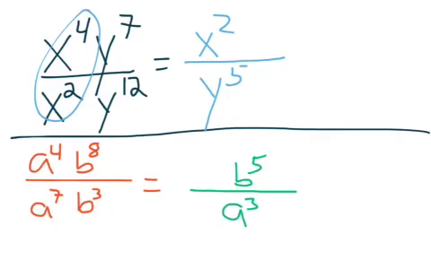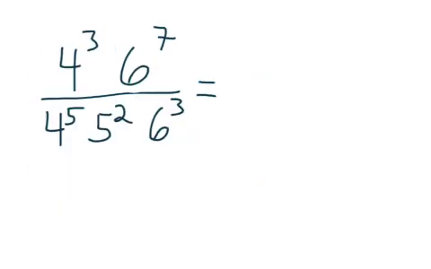Okay, so let's take a look at a little bit more complicated problem. It's not too much, but I think you guys are catching on here. So now take a look at this problem. Where are my like bases? Well, I have my 4s and I have my 6s. Notice 5 doesn't have a base. We'll talk about that in a sec.